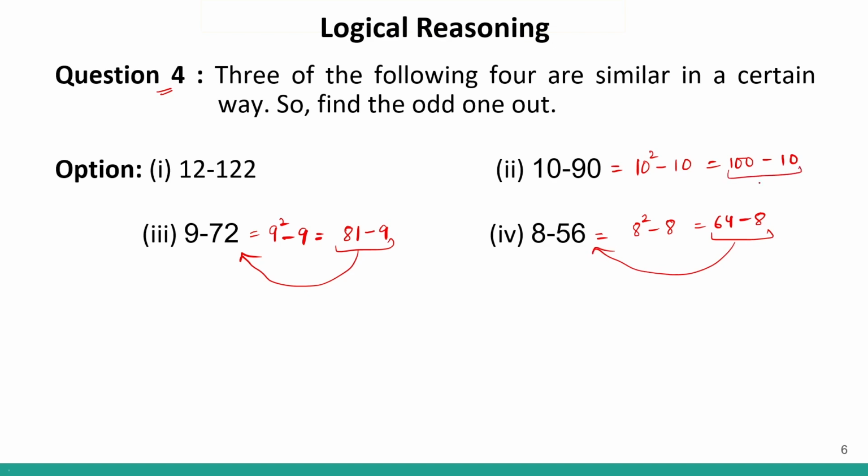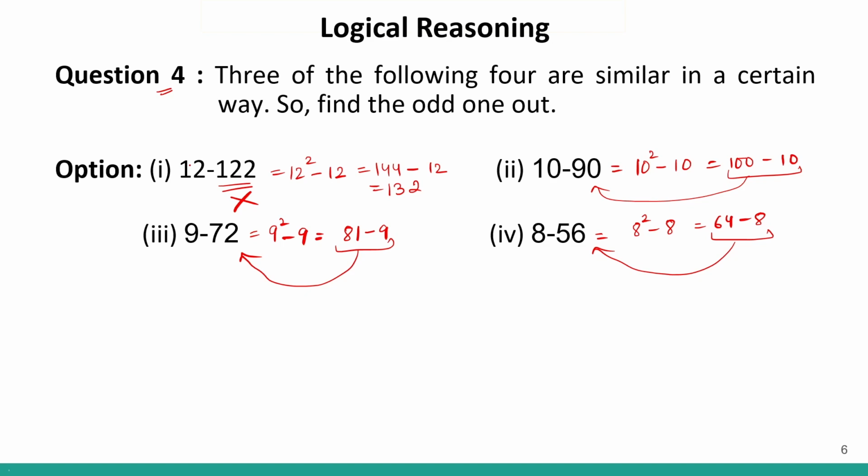in each case. But over here, if I do the same logic, if I do 12 square minus 12, so 12 square minus 12 will be 144 minus 12. This will give me how much? This will give me 132 and not 122.